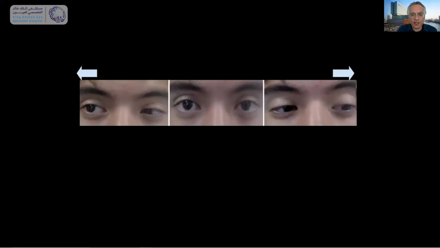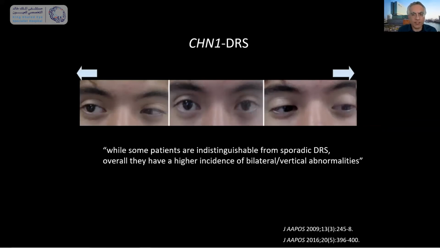So here's a patient with bilateral Duane syndrome. And you know, there's nothing you can tell by looking at his phenotype, but he happens to have mutations in CHN1. CHN1 is responsible for axon guidance. A mutation in this gene causes miswiring. Again, it's an axon level problem.